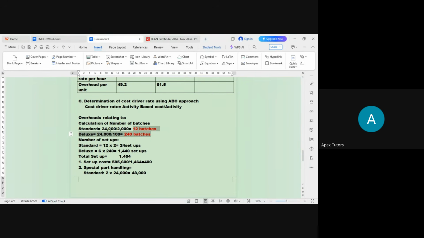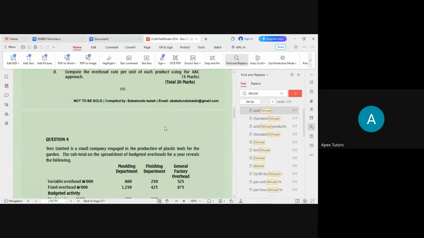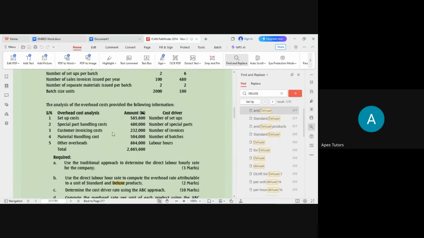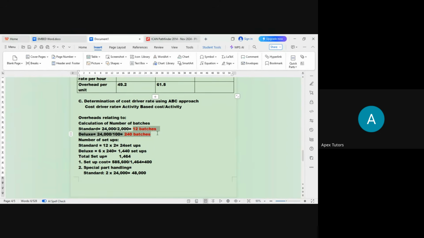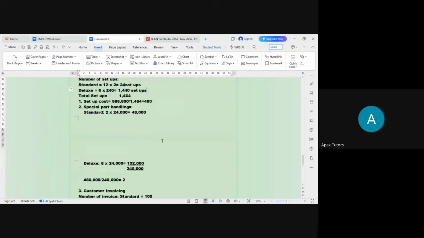That material handling, the associated value related to that is what? Number of batches. Then we ask ourselves, how many batches do we have? For standard 12, for the loss 240. So 12 plus 240 will give us what? How many batches? 252, sir.